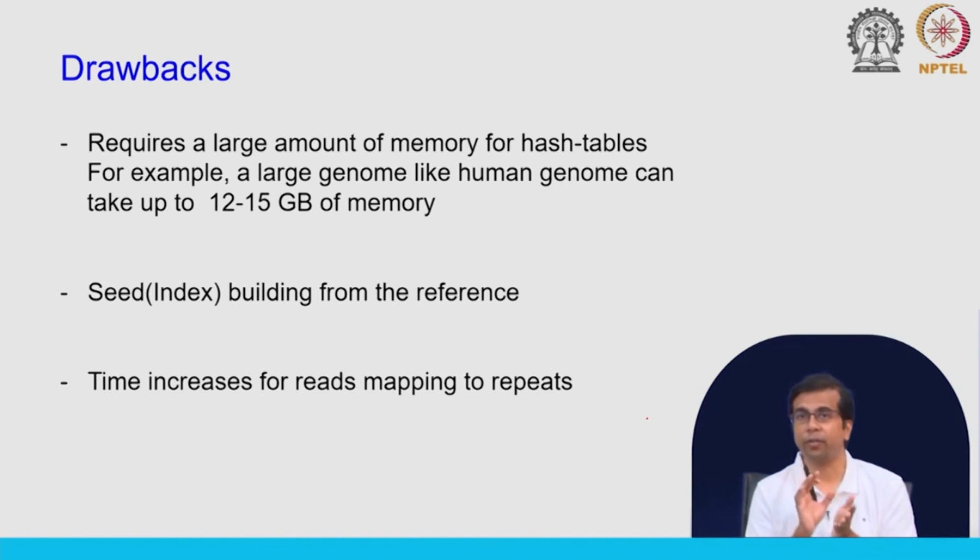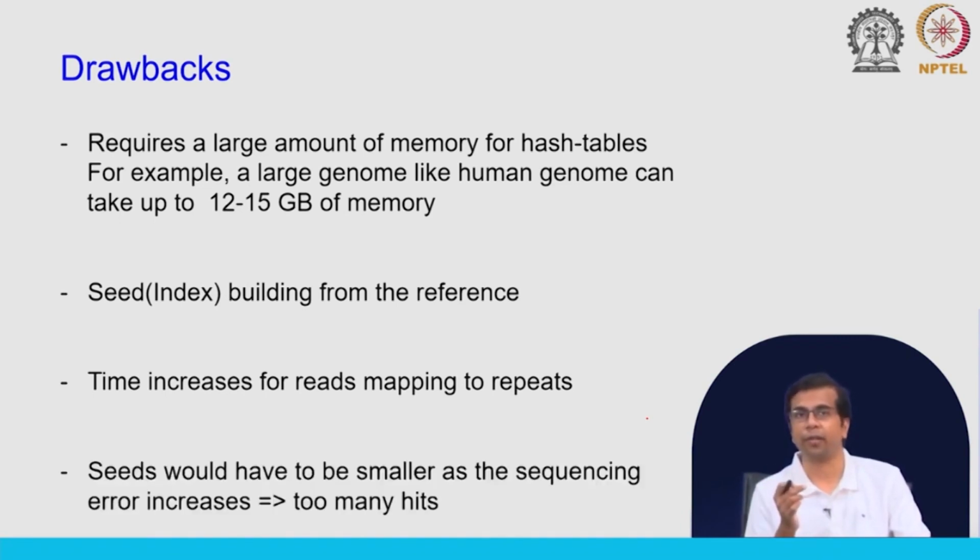So, this is something that will impact your choice of seed length. Now, the other problem we have is that if you have reads that are mapping to repeats, you will probably have some increase in time, because there are a lot of matches for two regions. You have to extend, align and make that decision, whether this read is mapping to multiple regions or not, whether the read is coming from repeat sequences or not.